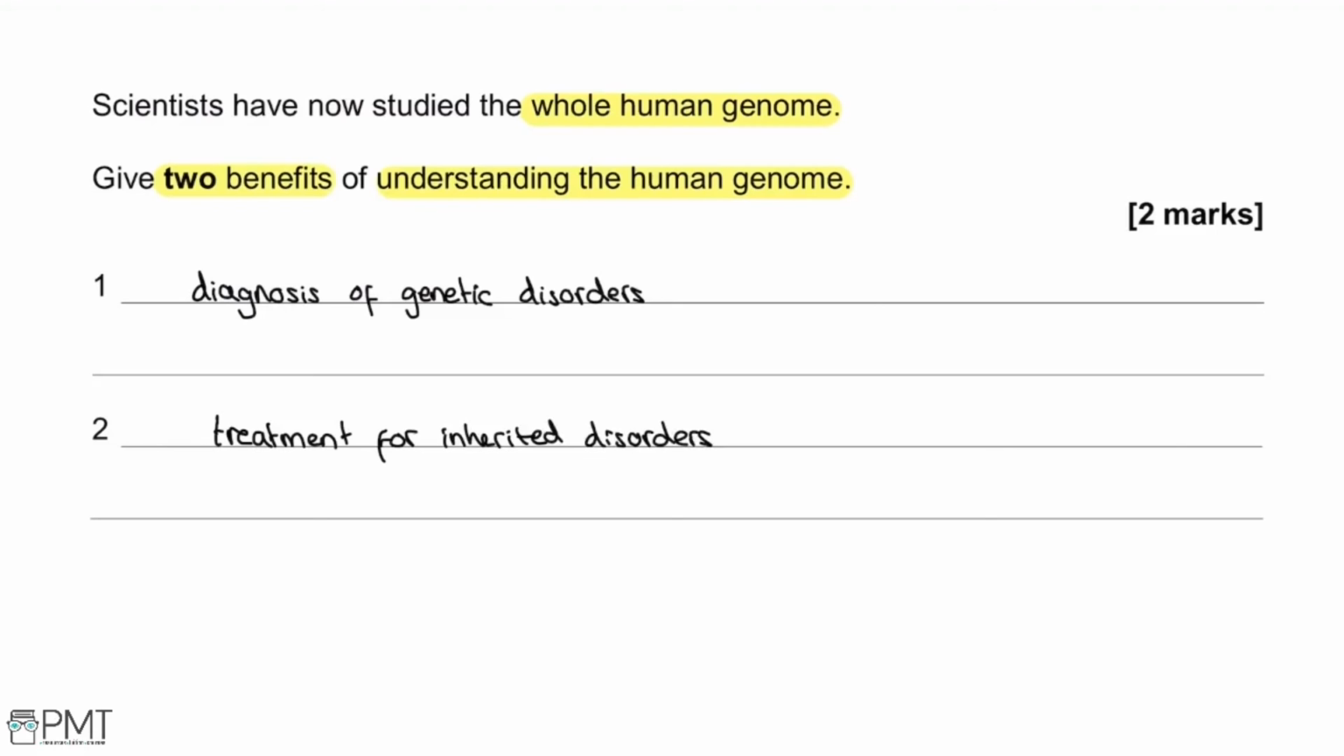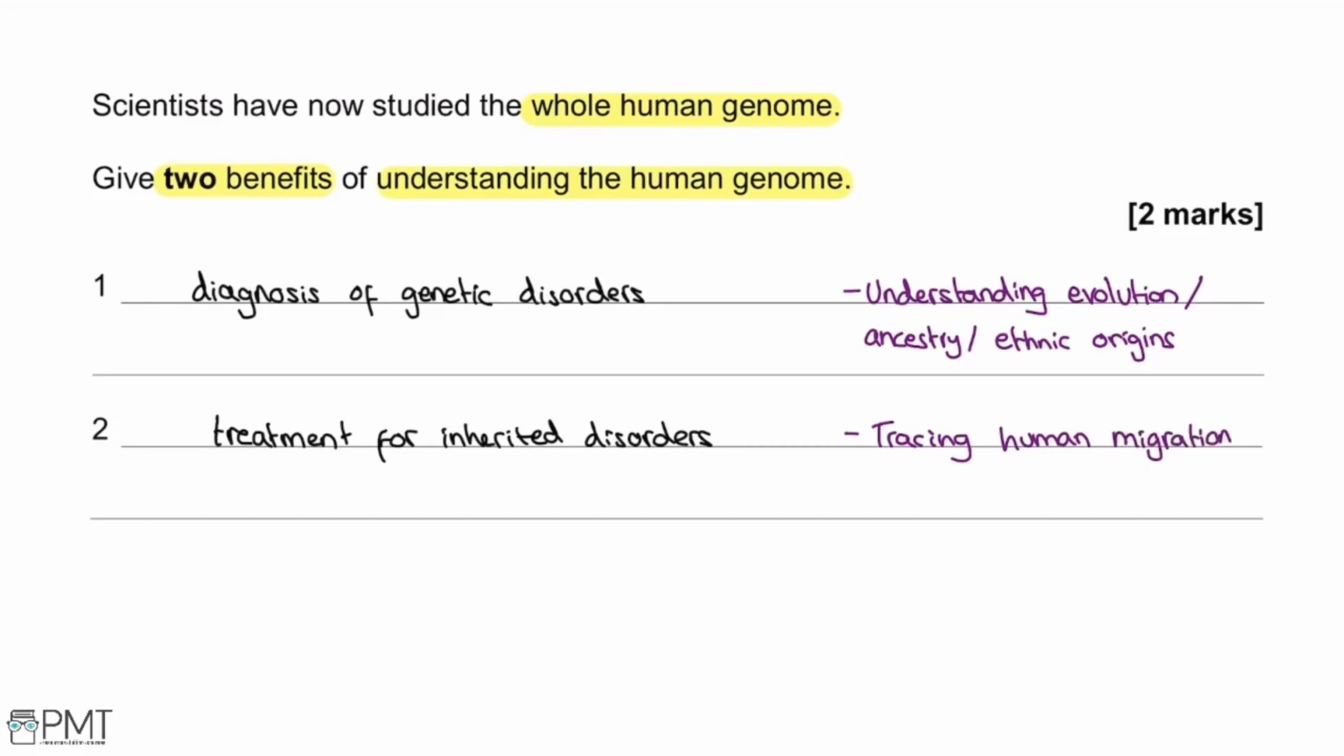And you only need 2 reasons to get these marks, but just as some alternatives, you could give understanding the evolution and ancestry, or the ethnic origins of humans. And lastly, you could use it to trace human migration patterns over history.